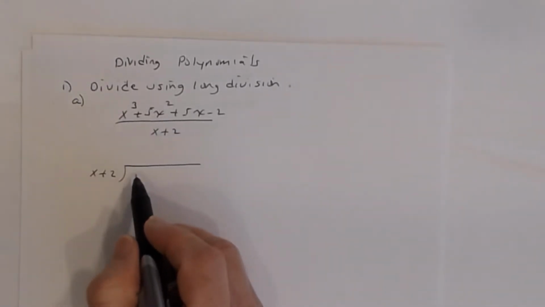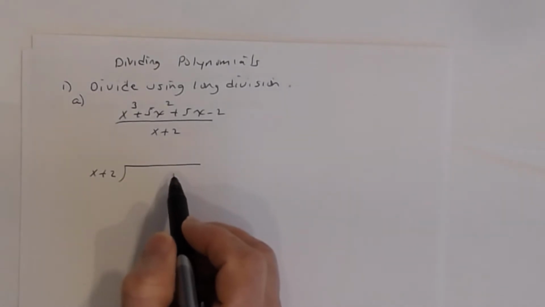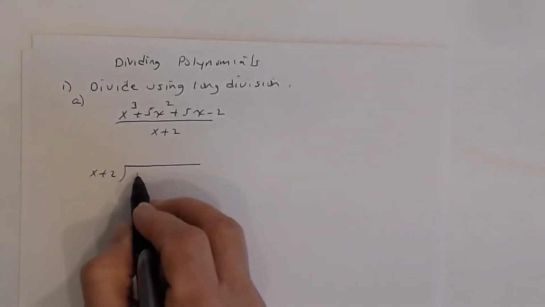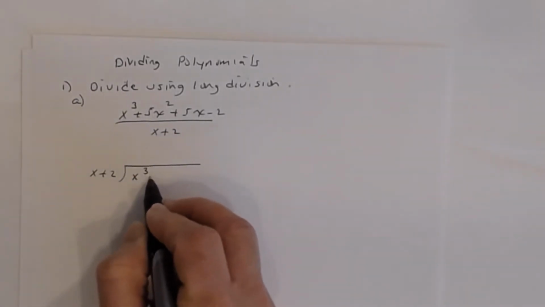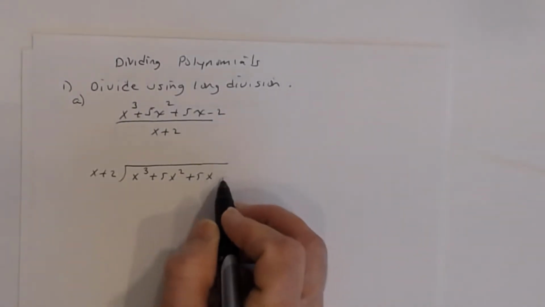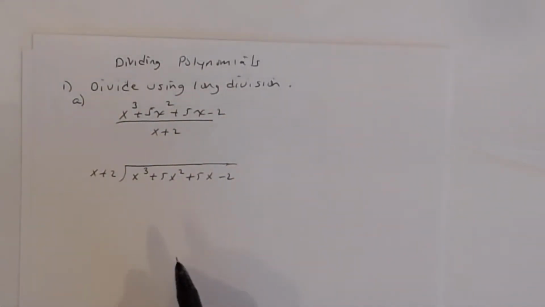Now remember, if there's any missing term, you need to put a 0. You need that 0 missing term. Okay, and in this case, there aren't any. So I'm just going to write this as x cubed plus 5x squared plus 5x minus 2. And then you do the long division.